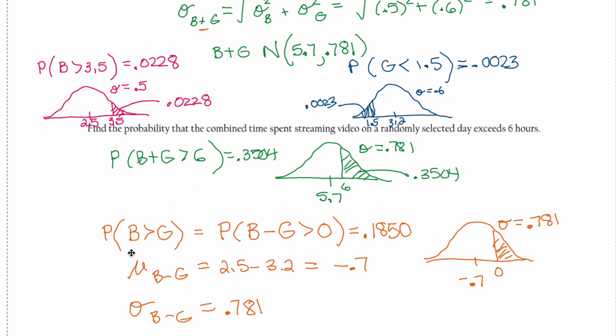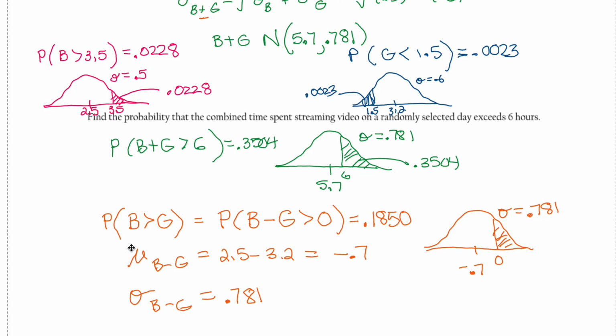But what if I ask you to find the probability of B greater than G? So Bob watching more streaming videos than George. Well, we can convert it to B minus G is greater than 0. That's a mathematical conversion. And we're going to apply our mathematical rule for subtracting for the mean. Whenever you are finding a difference of two variables, for the new mean you simply find the difference of the individual means, which gives you negative 0.7.